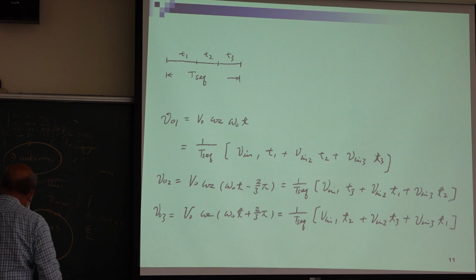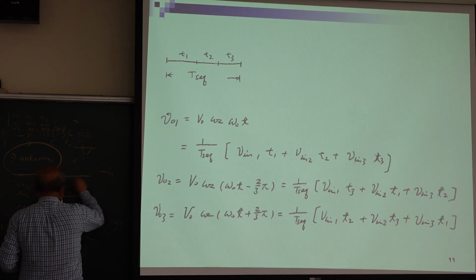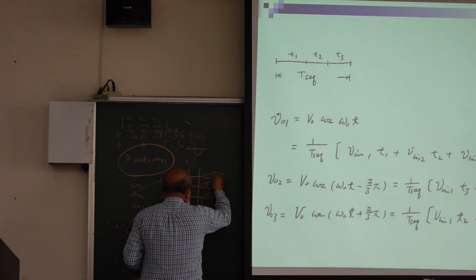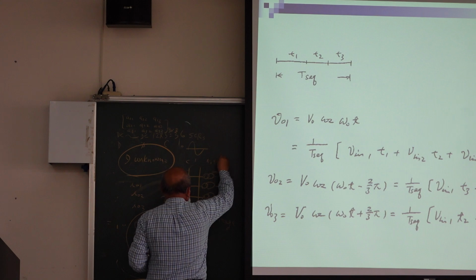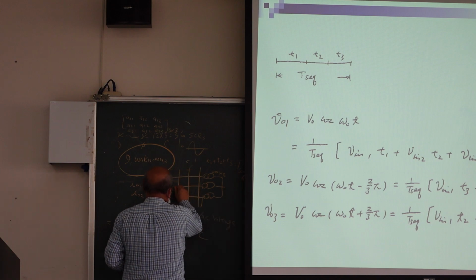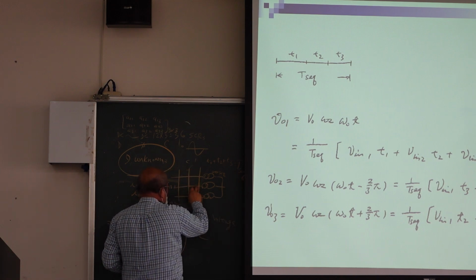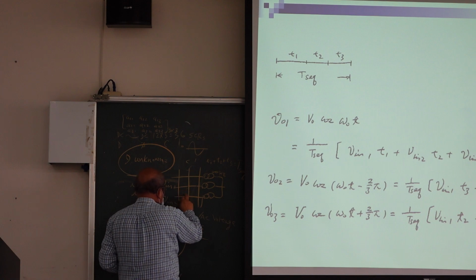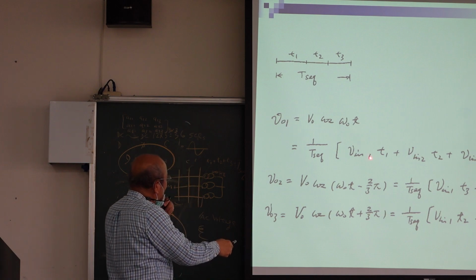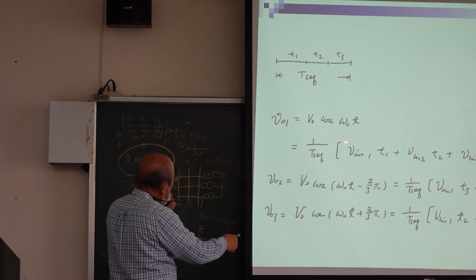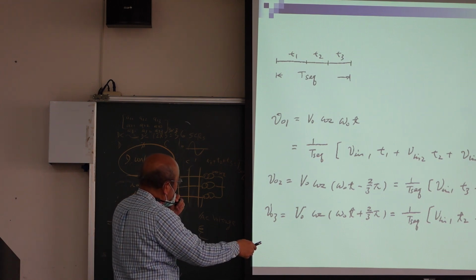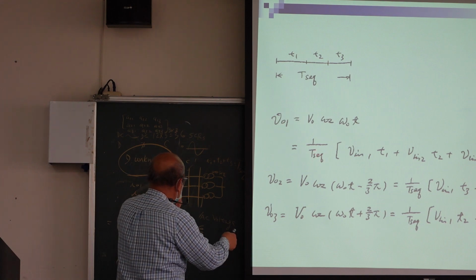So I have 3 lines. T1 plus T2 plus T3 equals T sequence. This one is the same: T1 plus T2 plus T3 equals T sequence. So we have output 1. Output 1 is Vin1 multiplied by the first switch, Vin2 multiplied by the second switch, and Vin3 multiplied by the third switch.